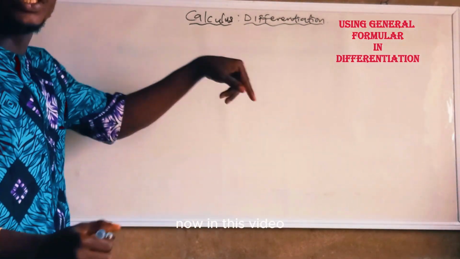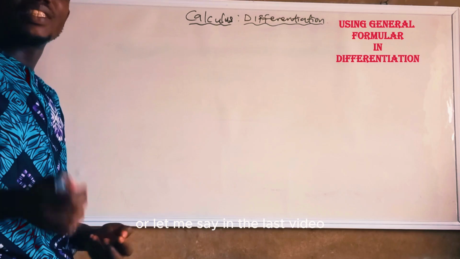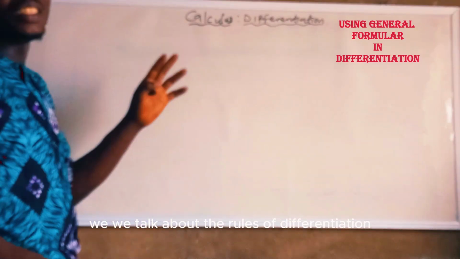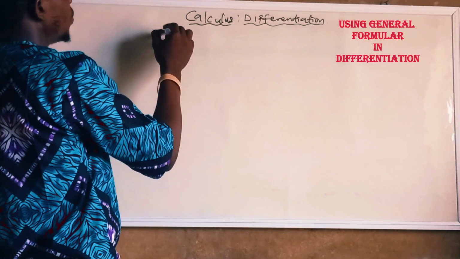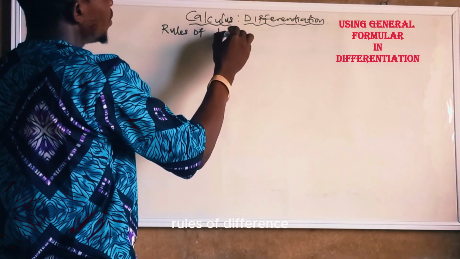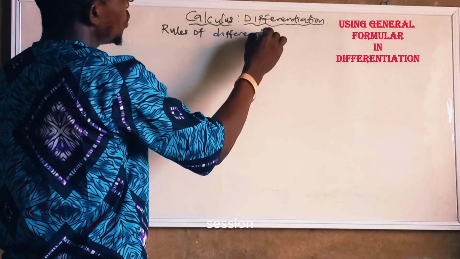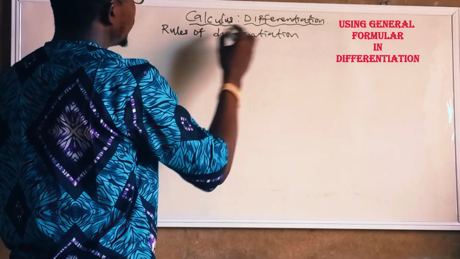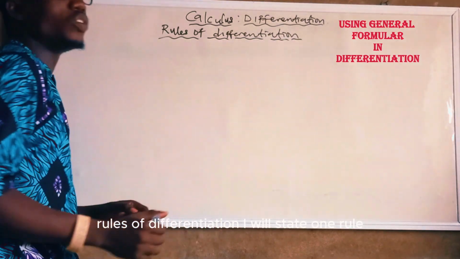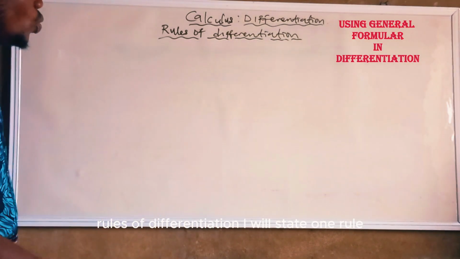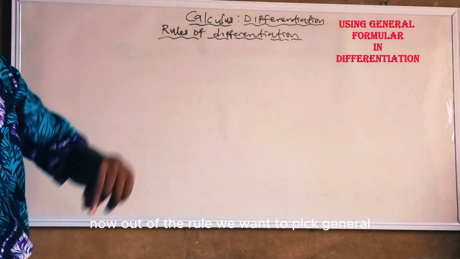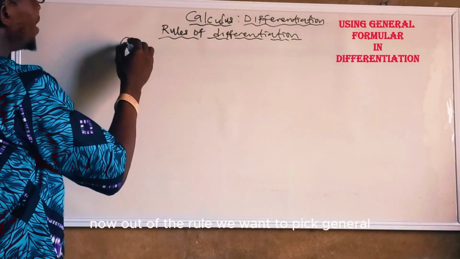Now, in the last video, we talked about the rules of differentiation, and we stated about four rules. Out of the rules, we want to pick the general rule.